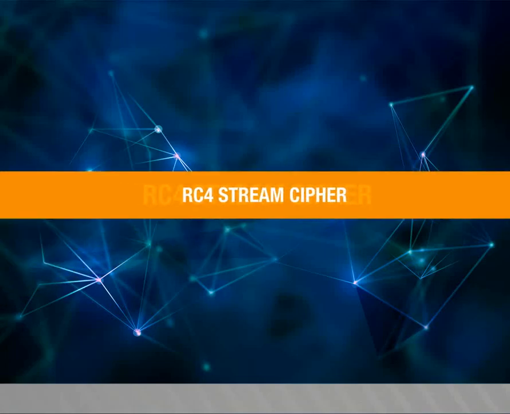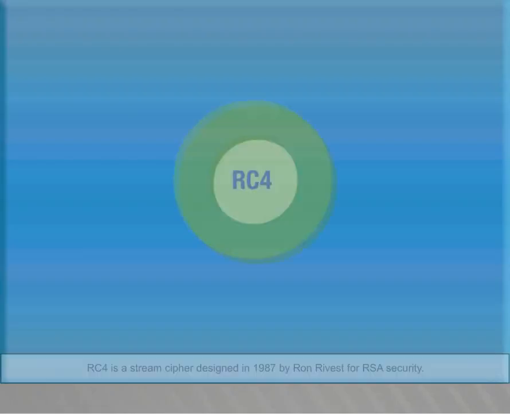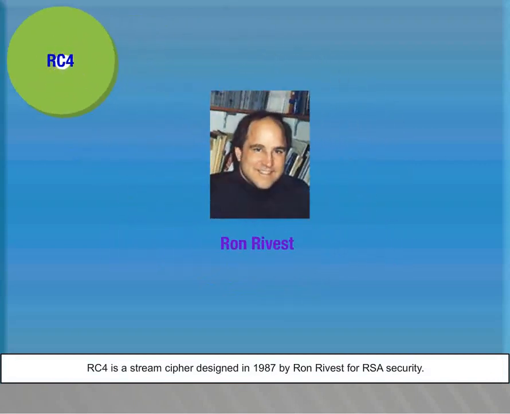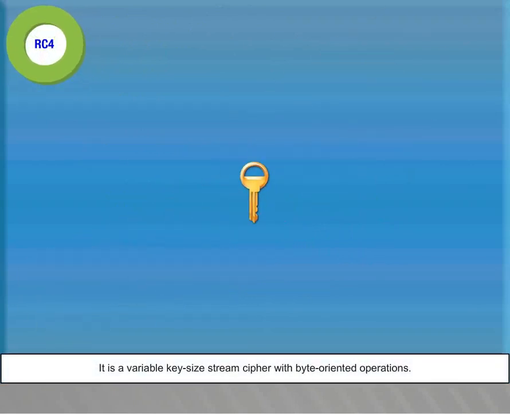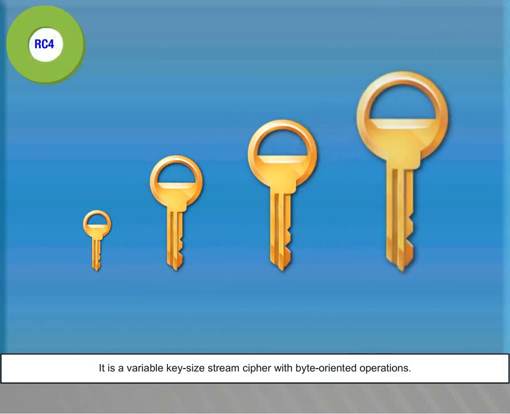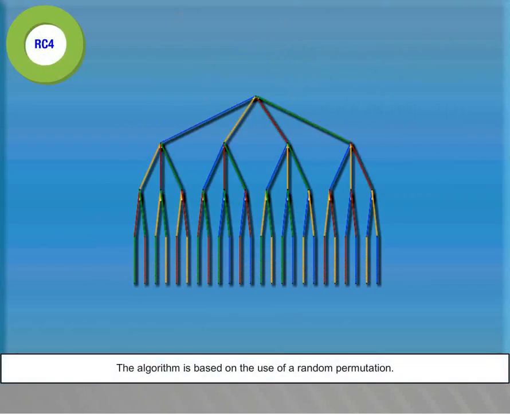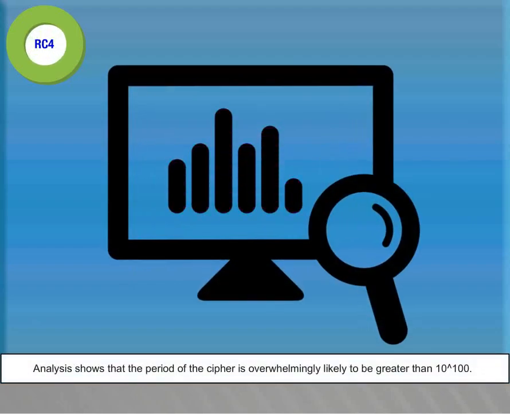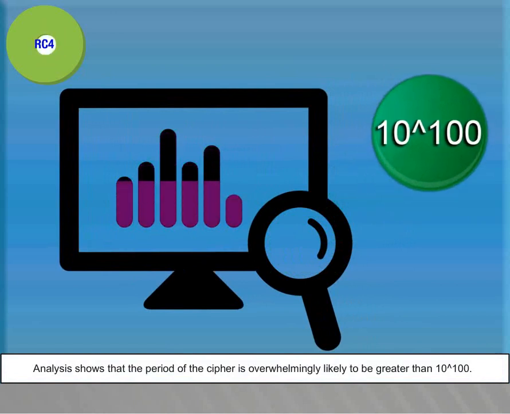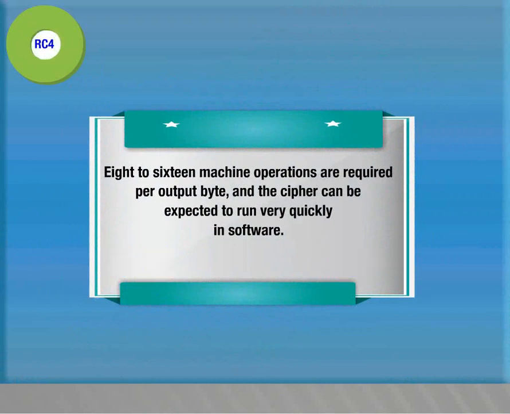RC4 Stream Cipher. In this video, we are going to see about the RC4 stream cipher. RC4 is a stream cipher designed in 1987 by Ron Rivest for RSA Security. It is a variable key size stream cipher with byte-oriented operations. The algorithm is based on the use of a random permutation. Analysis shows that the period of the cipher is overwhelmingly likely to be greater than 10^100. 8 to 16 machine operations are required per output byte, and the cipher can be expected to run very quickly in software.